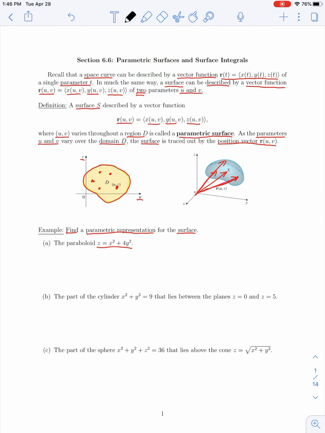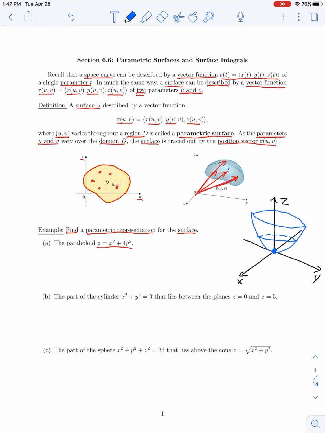Maybe we could visualize it here. So in space, we have our x and y axes, and then a z-axis oriented by the right-hand rule. And this surface is an elliptic paraboloid. So it has its vertex at the origin, and it's opening upward from the z-axis, and its cross sections are ellipses. So we have some surface that looks like this, and we want to find a parametric representation for the surface.